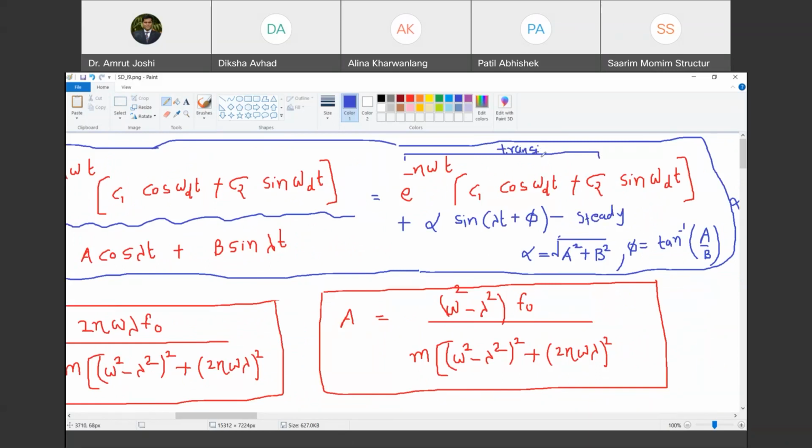How fast does the transient response decay? It depends upon the value of eta. The more damped the system is, the closer it is to a critically damped system, the faster is the decay of the transient response. Am I very clear? Because e raised to minus eta omega t will approach zero very fast if eta is more. Am I very clear? So now we are going to plot this response and have a look at it. How does it look?